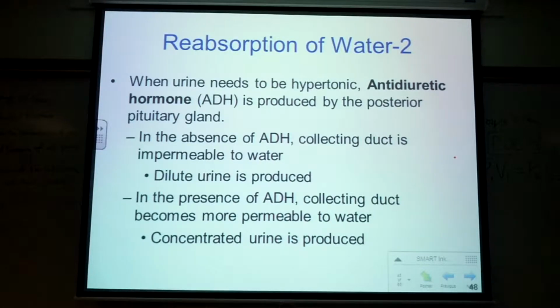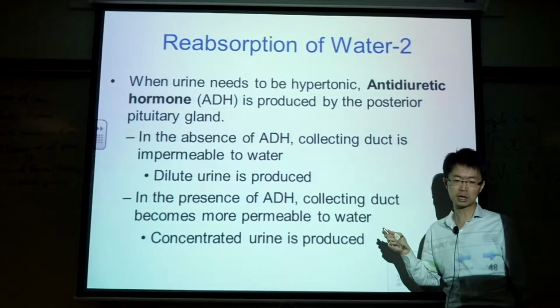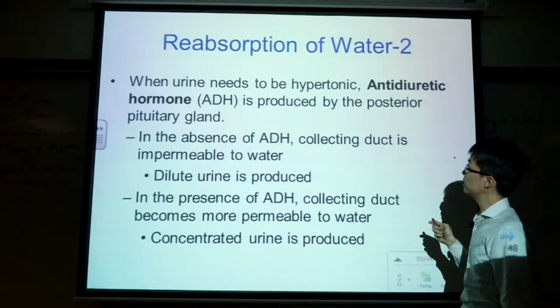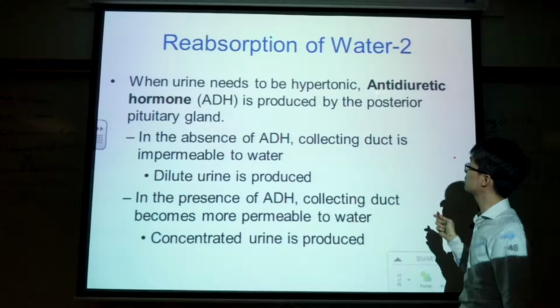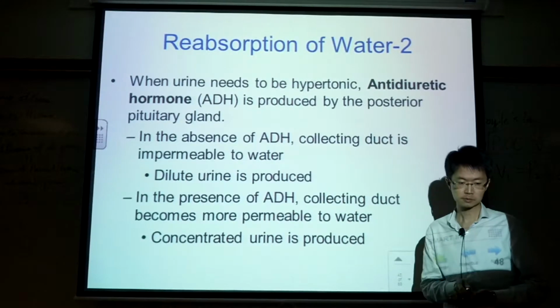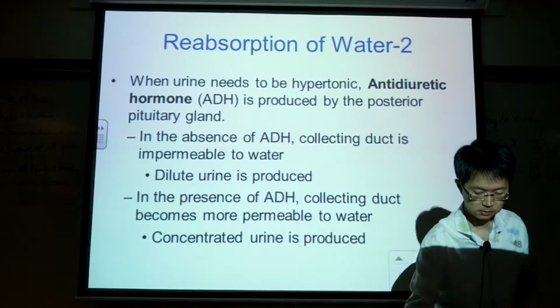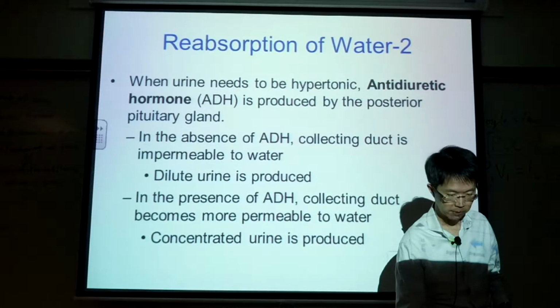We want to make a concentrated urine, meaning the hypotonic urine, hypotonic solution, then our posterior pituitary gland can secrete something called antidiuretic hormone, ADH. Let me write you this. Let me go back to this.